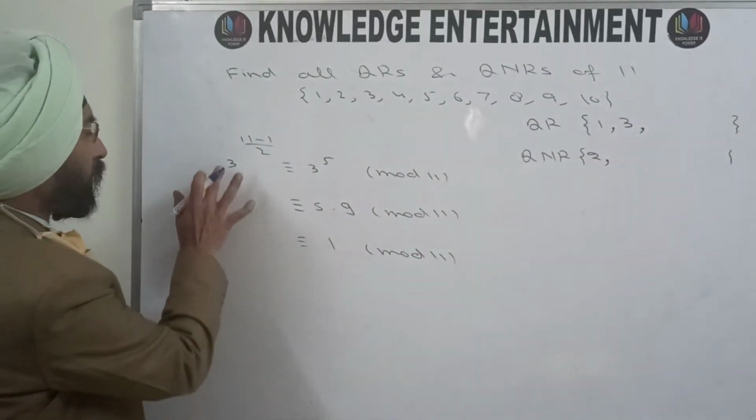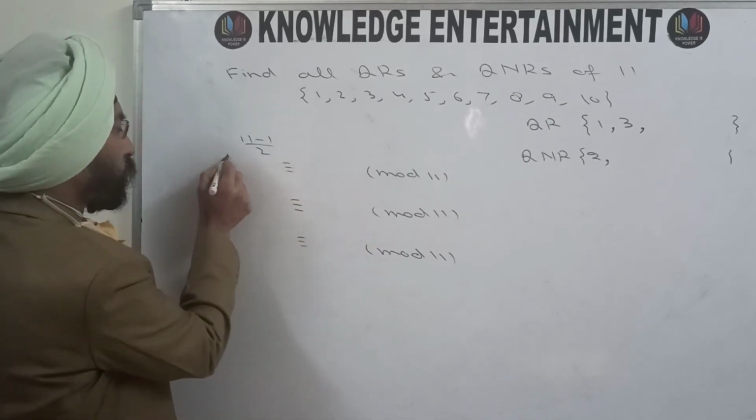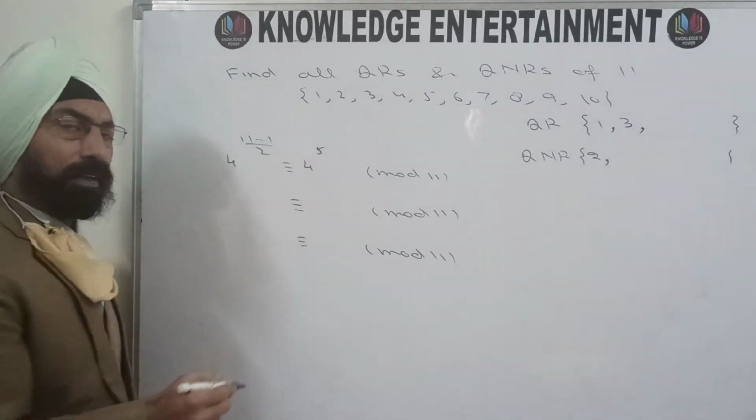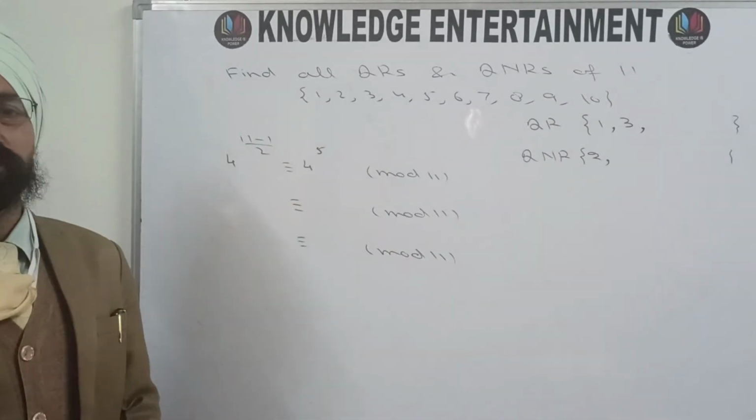So let us check what happens to 4. Now we are having 4 raised to the power 5. Once again, to make the question simple, I am breaking it into the powers of 3 and 2.